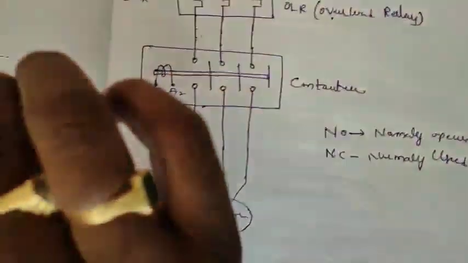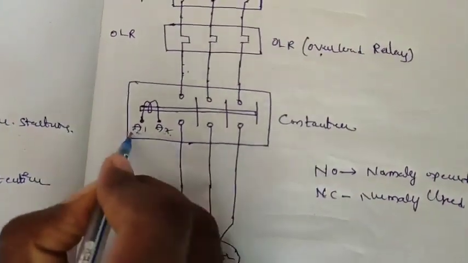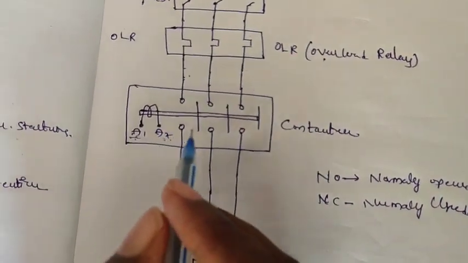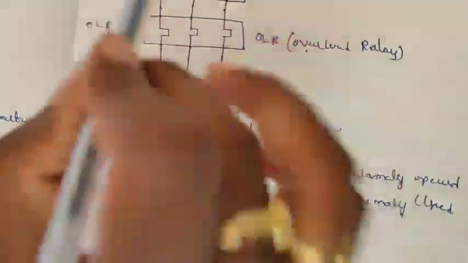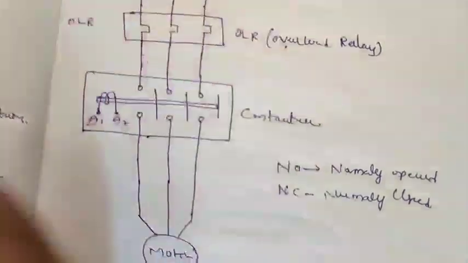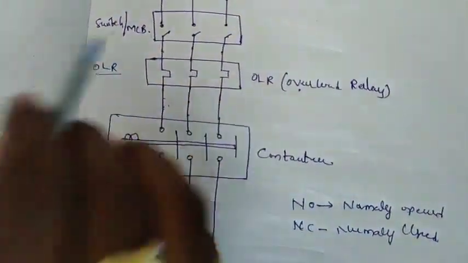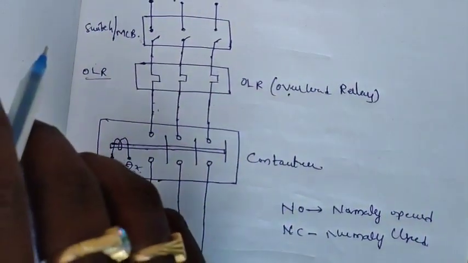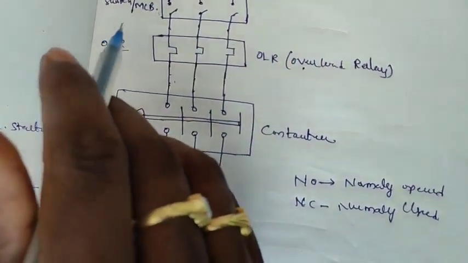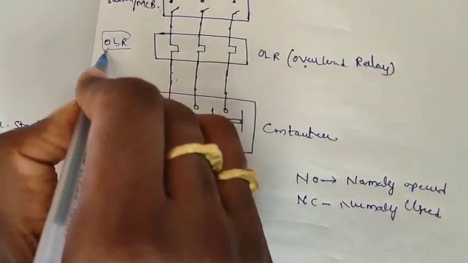The working principle of the DOL starter begins with the connection of the three-phase supply to the motor. The control circuit is connected to any two phases. That means the A1, A2 can be connected to any two phases. When we give supply, the MCB switch is connected. If any overload occurs in the machine, the overload relay can automatically disconnect it.